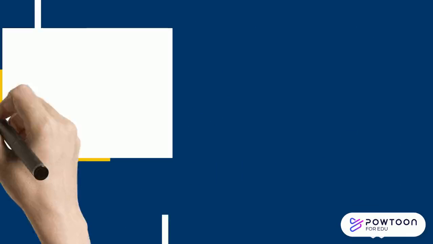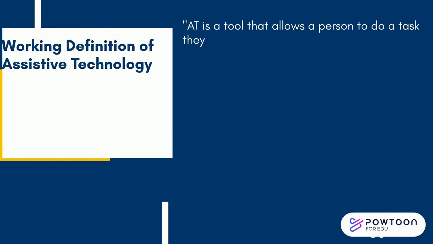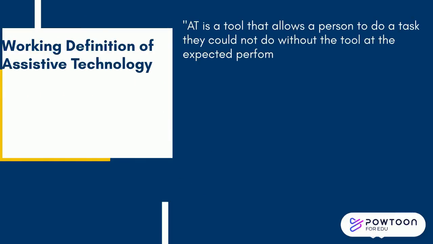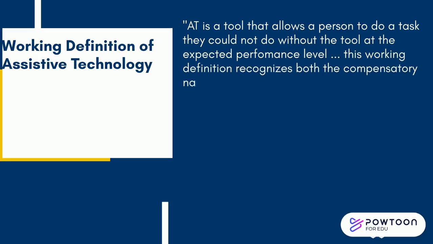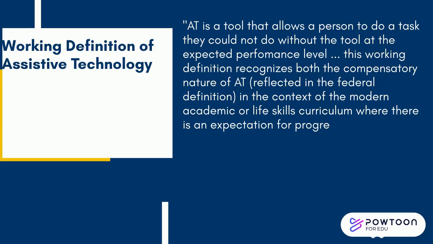Working definition of assistive technology. Assistive technology is a tool that allows a person to do a task they could not do without the tool at the expected performance level. This working definition recognizes both the compensatory nature of assistive technology, reflected in the federal definition, in the context of the modern academic or life skills curriculum, where there is an expectation for progress towards some designated level of achievement.